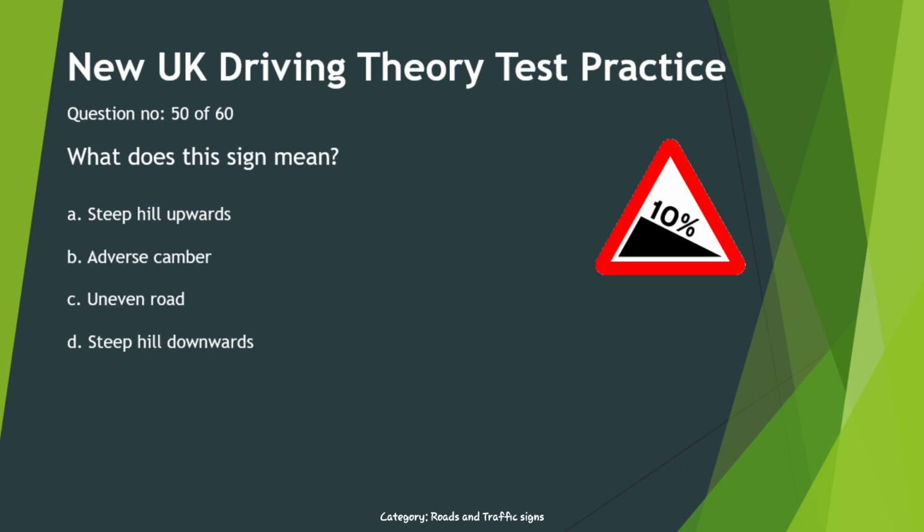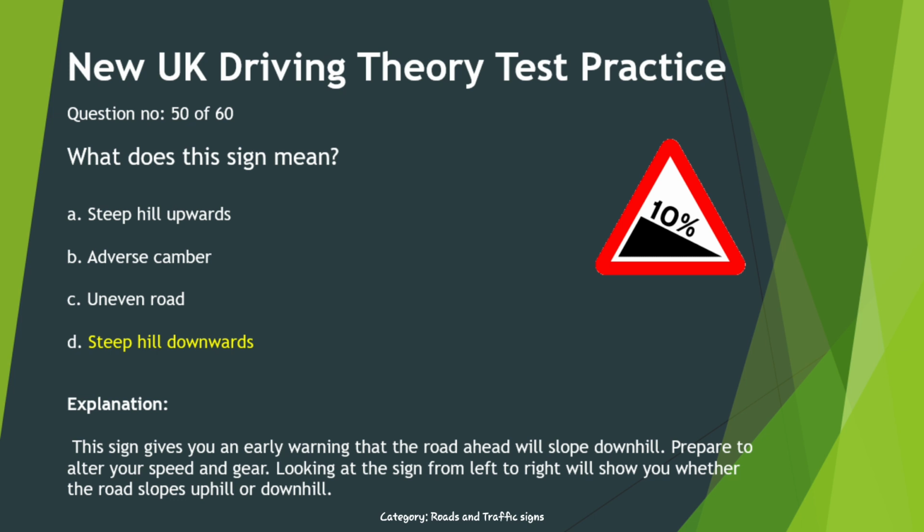Question 50 of 60. What does this sign mean? A. Steep hill upwards. B. Adverse camber. C. Uneven road. D. Steep hill downwards. The correct answer is D. Steep hill downwards. Explanation: this sign gives you an early warning that the road ahead will slope downhill. Prepare to alter your speed and gear. Looking at the sign from left to right will show you whether the road slopes uphill or downhill.